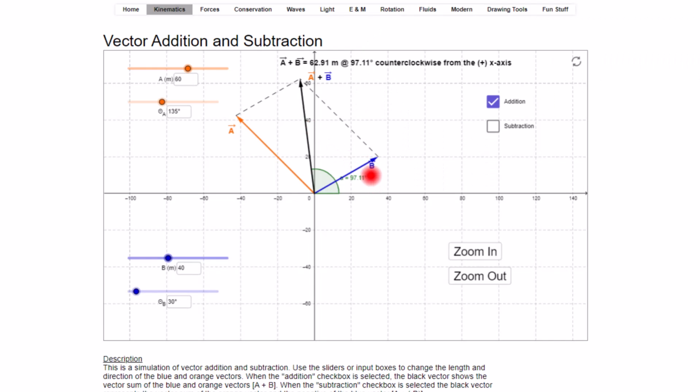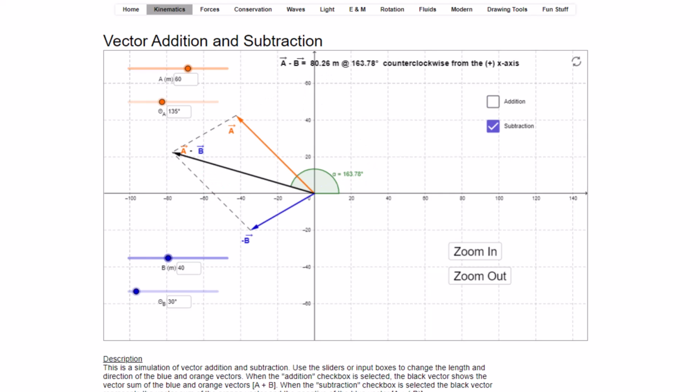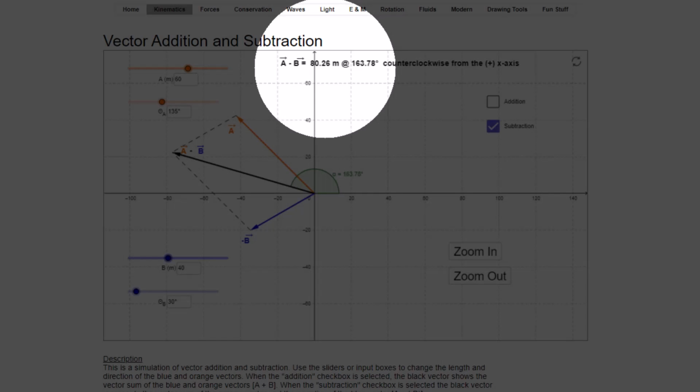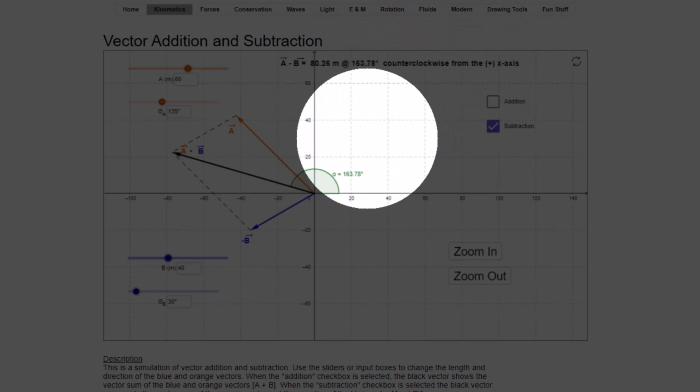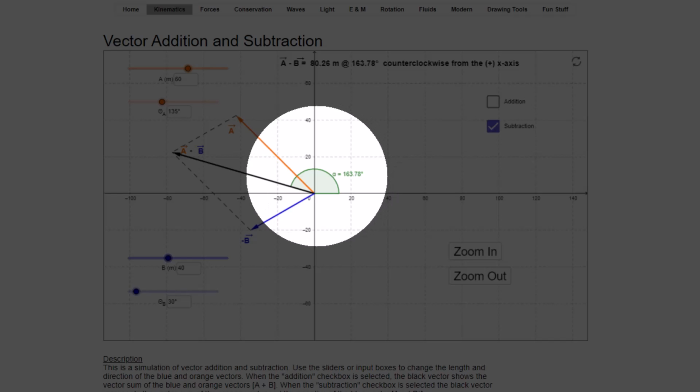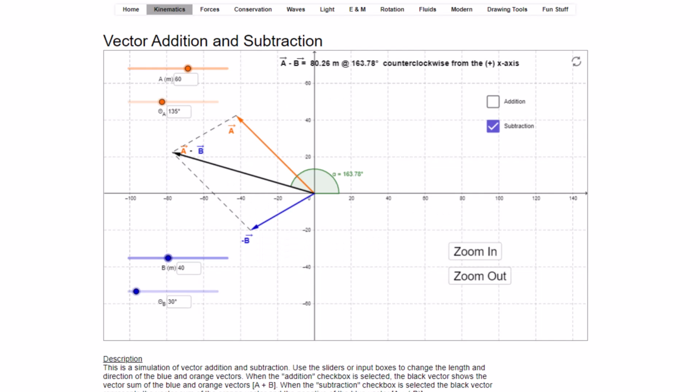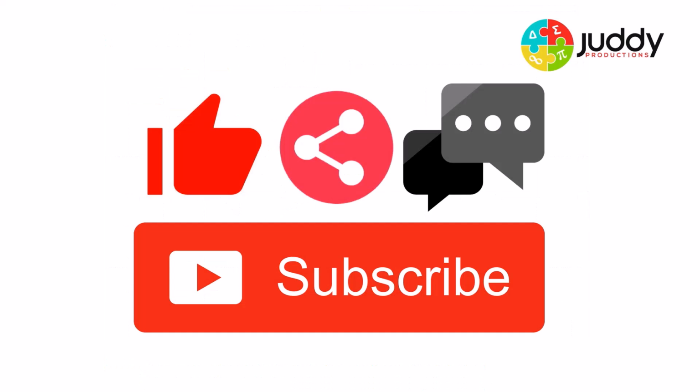So if I move 97.11 degrees counterclockwise from the positive x-axis, I have an angle of 82.9 degrees remaining to the negative x-axis. Likewise, if we subtract force vector B from force vector A, we end up with a magnitude of 80.26 meters at an angle of 163.78 degrees, which is measured counterclockwise from the positive x-axis. So we can see here the 163.78. Now if I take that from 180, once again I end up with an angle roughly of 16.2 degrees, the same as our calculations.